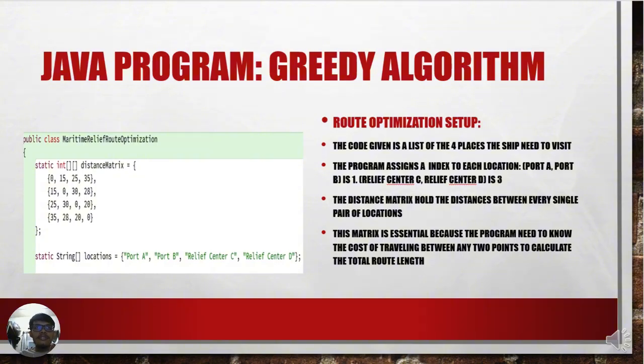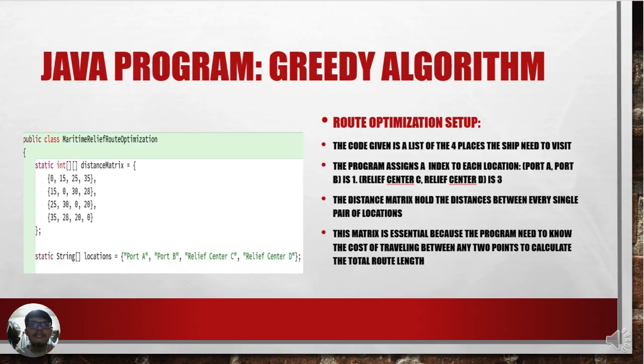Now, this is my Java program of the greedy algorithm. So how does it work? Well, in the code given in the image is a list of the 4 places the ship needs to visit, which is in the class of my maritime route. The program assigns an index to each location: port A is 0, port B is 1, while relief center C is 2 and relief center D is 3.